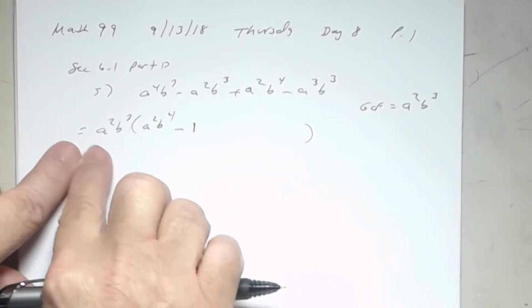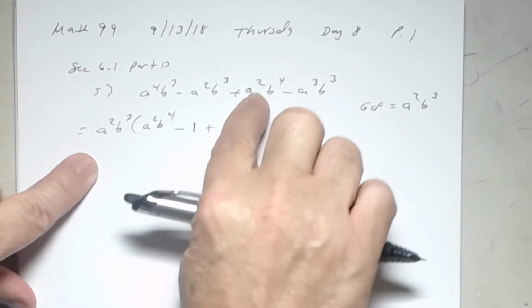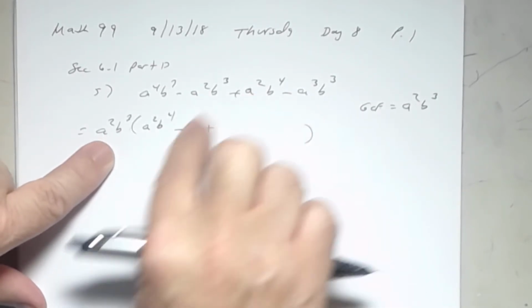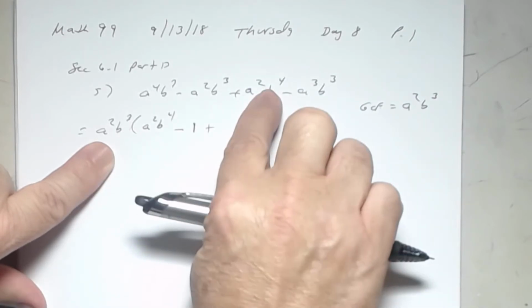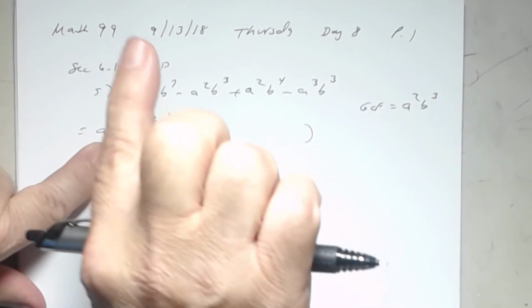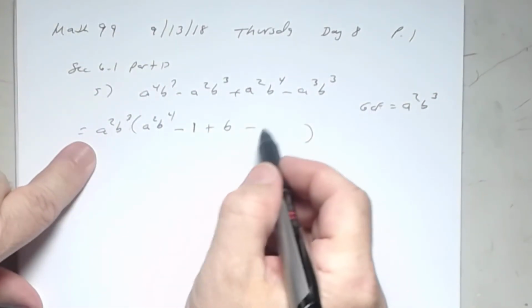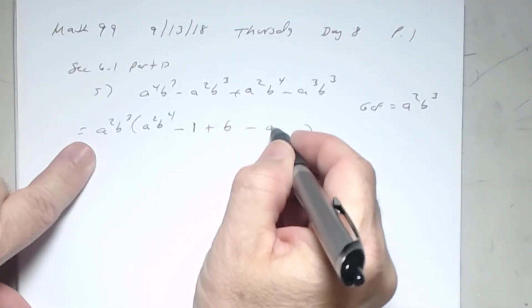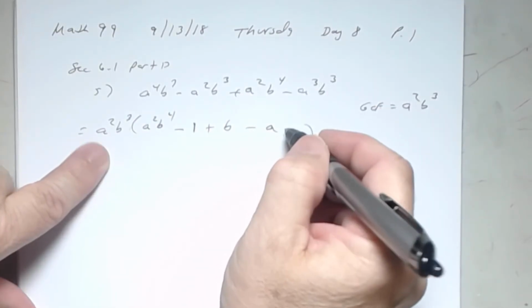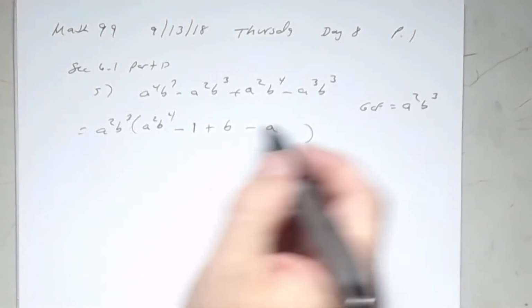Okay, so a squared times, let me move to the plus here. A squared times 1 is a squared. B cubed times what's b to the 4th? Just b. So 1 times b is just b. Minus a squared times what's a cubed? A. B cubed times what's b cubed? 1, but a times 1 is still a. So there's your answer.